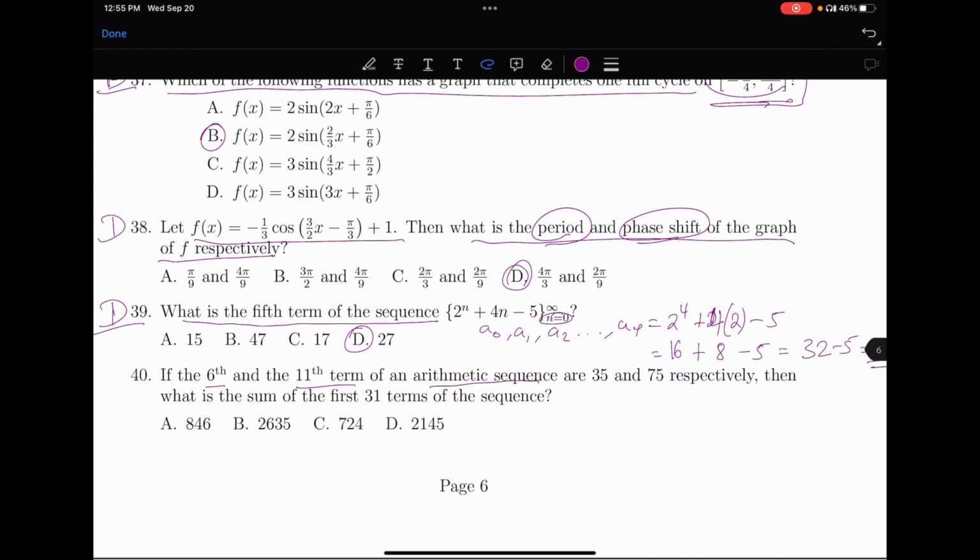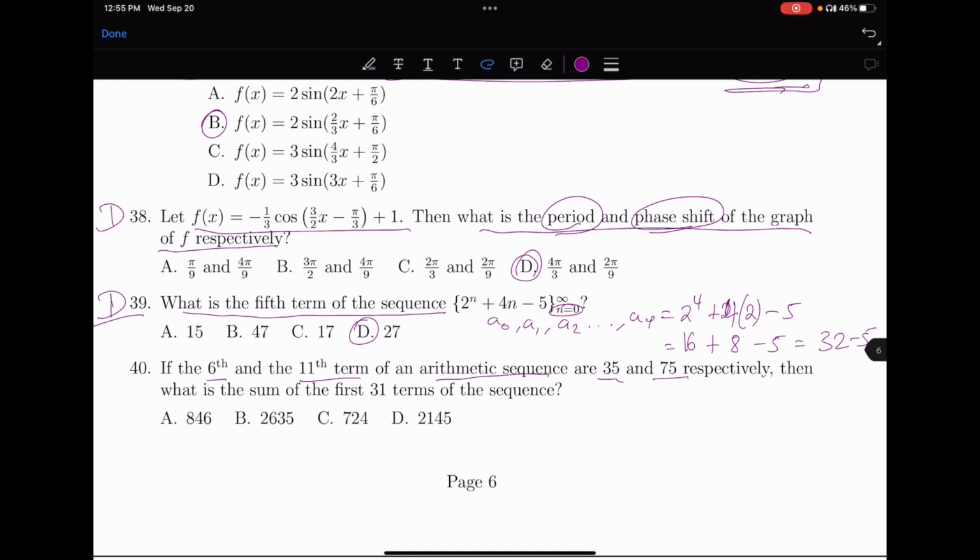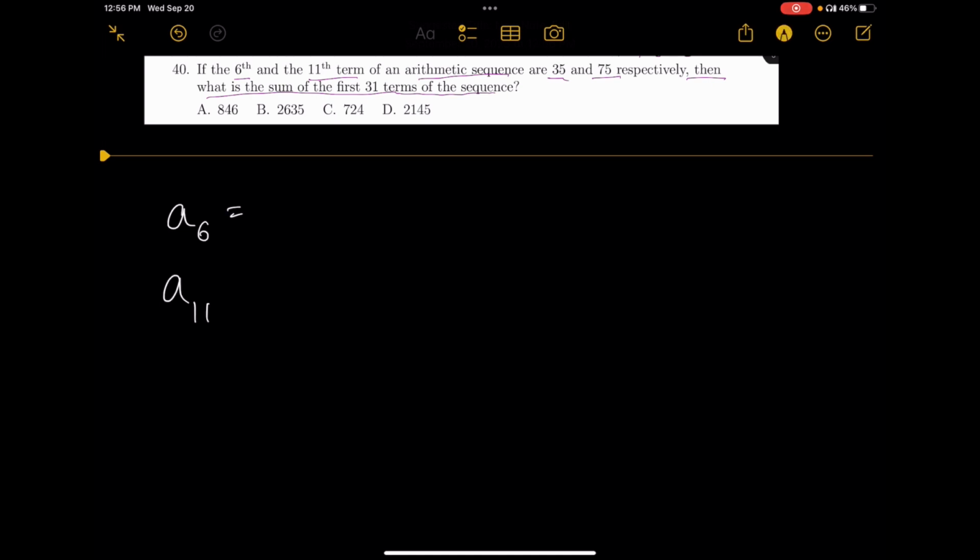Alright, question 40: if the 6th and the 11th term of an arithmetic sequence are 35 and 75 respectively. You remember arithmetic sequence from grade 12 chapter 1 about sequence and series. Then what is the sum of the first 31 terms of the sequence? Okay, the 6th and the 11th term of an arithmetic sequence are 35 and 75 respectively. Then what is the sum of the first 31 terms of the sequence?